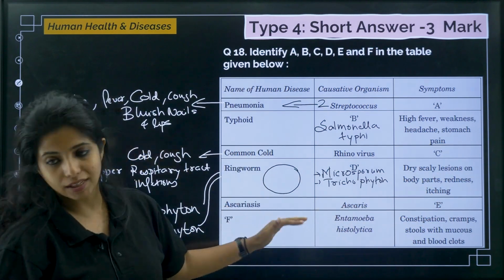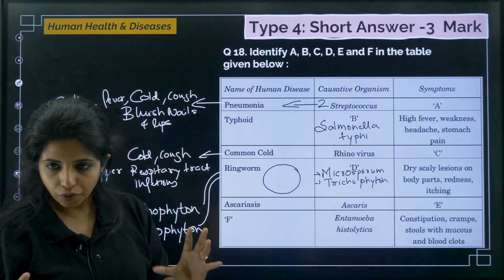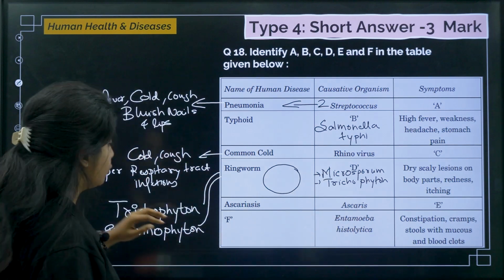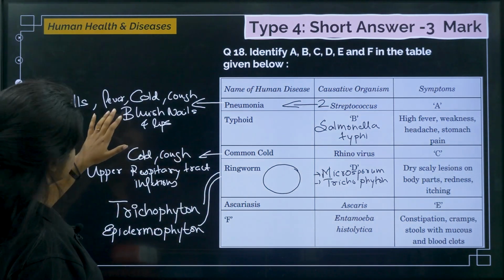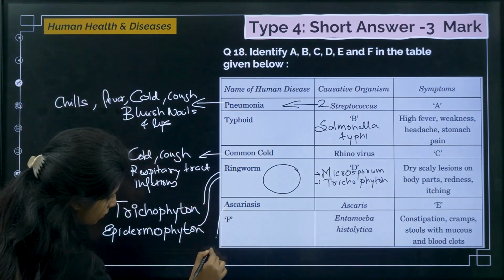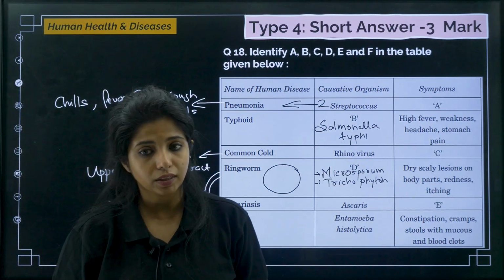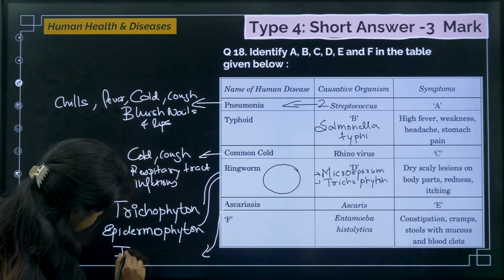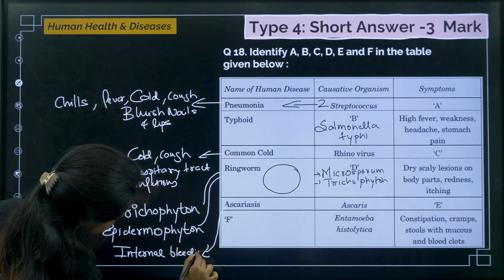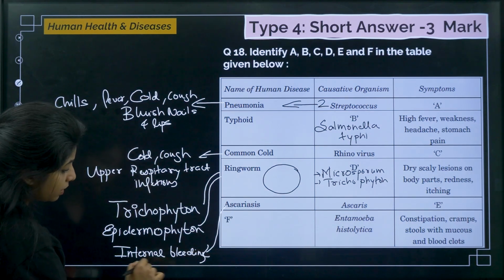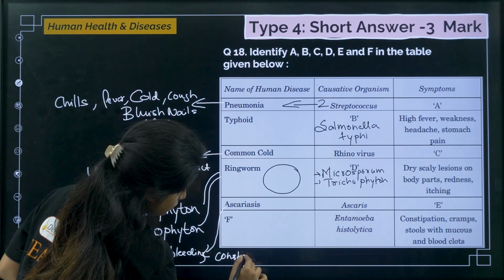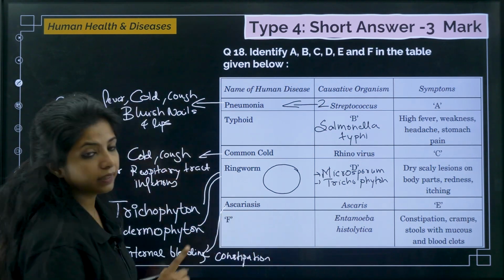Going ahead with ascariasis. Ascariasis is caused by a roundworm, that is Ascaris. And what are the symptoms that you get over here? At least a few symptoms you have to write, right? So let's see. It is going to affect your intestine and everything. There will be internal bleeding, my children. There will be inflammation, internal bleeding, and constipation that will be happening in ascariasis.